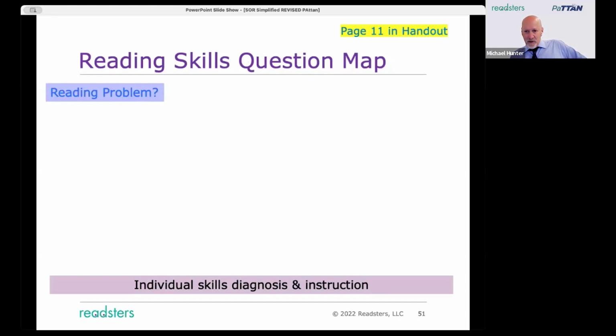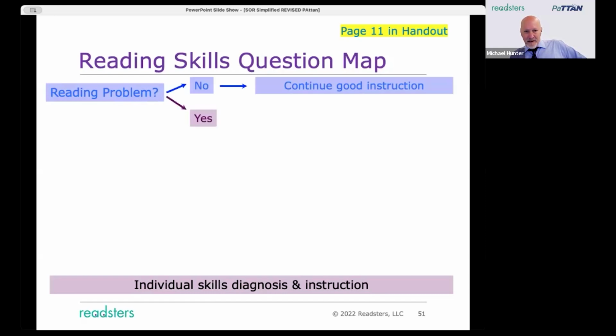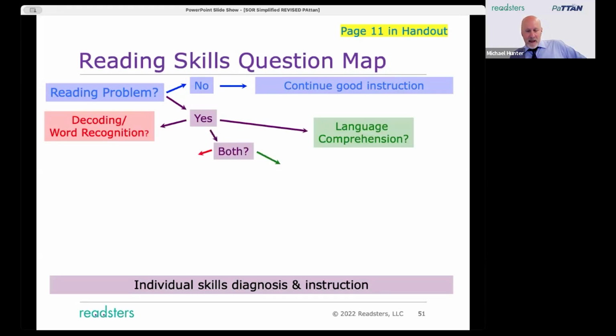If that screener says we think there is a reading problem, then you're going to ask your big three questions. Is it word reading, word recognition or decoding? Is it language comprehension, or is it both? Now you're going to need to do a diagnostic assessment to answer those three questions. The easier diagnostic is the decoding or word recognition, because that's a fixed set of skills. And I'm going to share two informal ones that you can have access to for free in just a second.